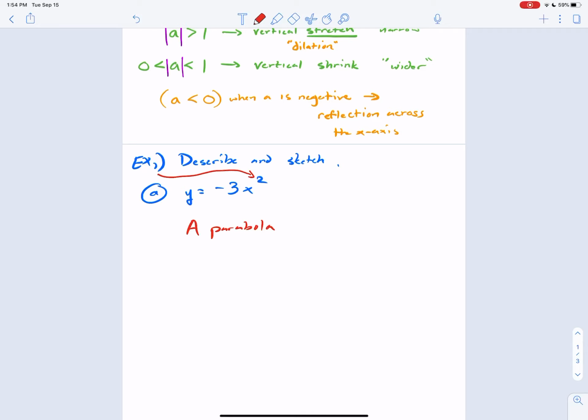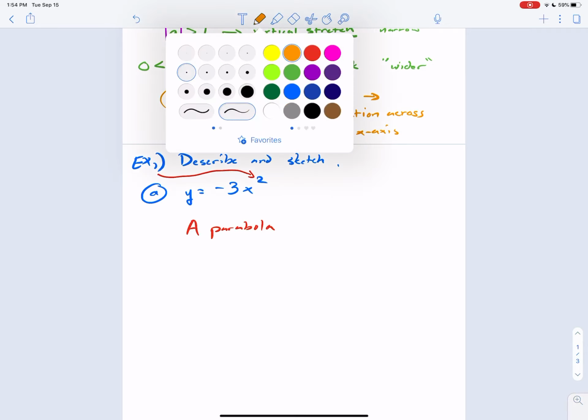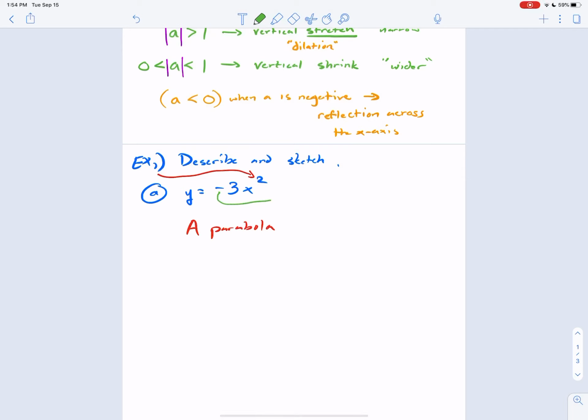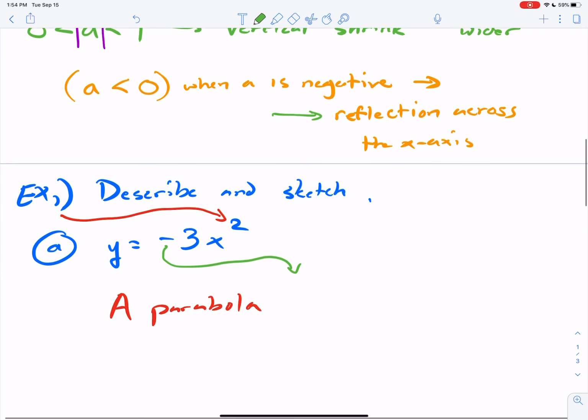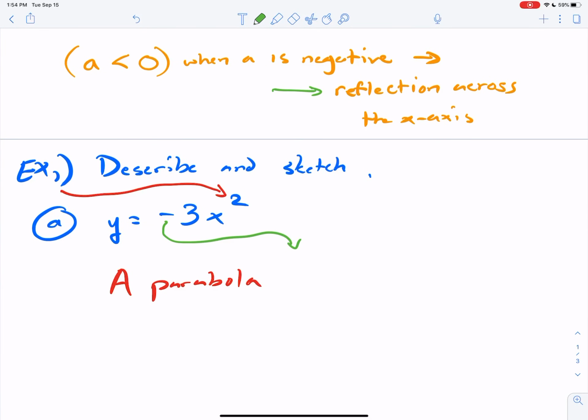But I'll color code this. What does that negative do? Okay. Pause and press play when you're ready, okay? That negative tells me that there's going to be a reflection across the x-axis. So a parabola that has a reflection across the x-axis.